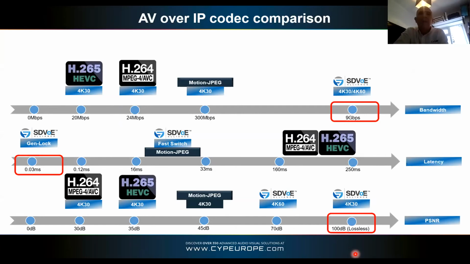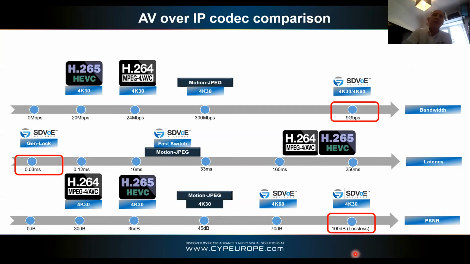Then you have Motion JPEG, which is more like your 33. So the AV over IP standard stuff is still very good in latency terms. But the H.264 and H.265 is not very good with latency. You're literally waiting a quarter of a second or so for the picture to be there. But in those systems, it's not so important.